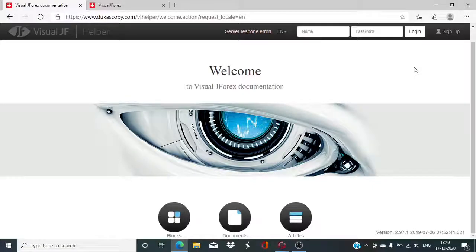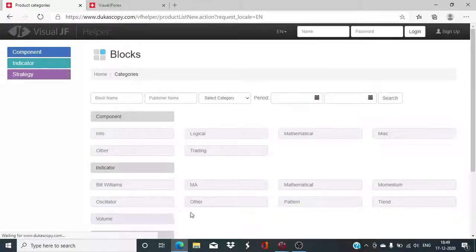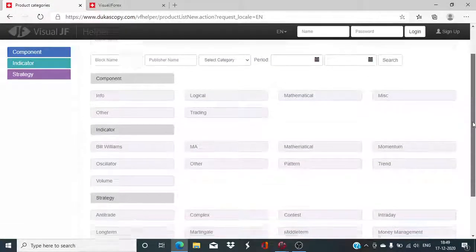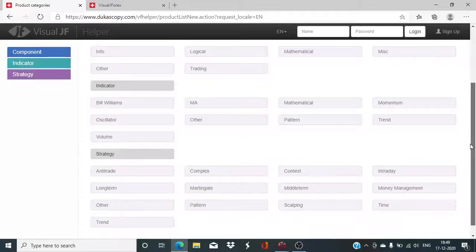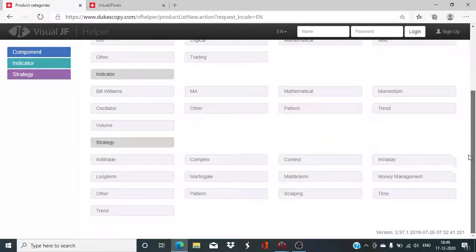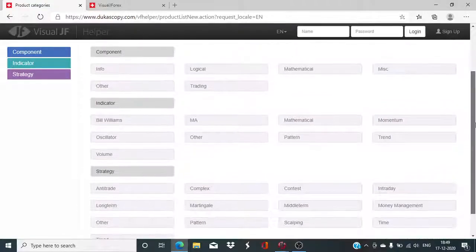Vaibhav. In today's session of Visual JForex, I will be demonstrating to you the use of the indicator block loop viewer. This is one of the important components in the toolkit of our Visual JForex board, and we can utilize this to set certain conditions which would otherwise not be possible if we were to use a single variable. This is an array of data.